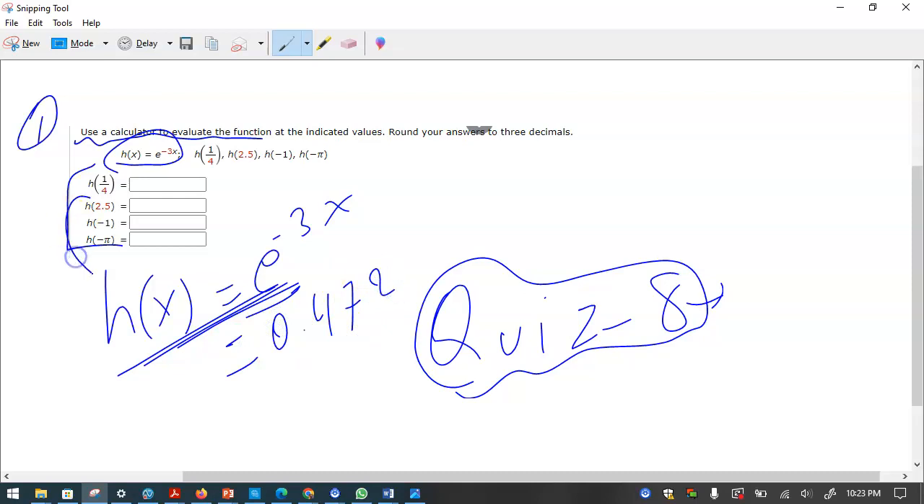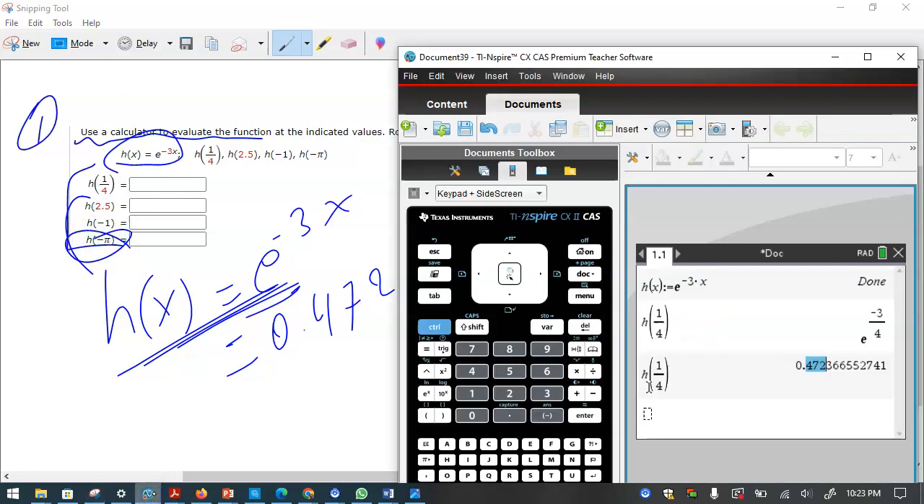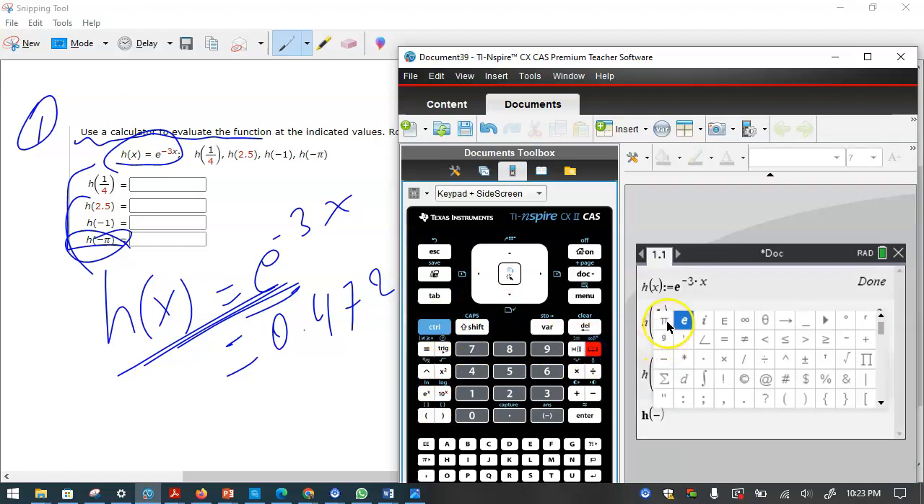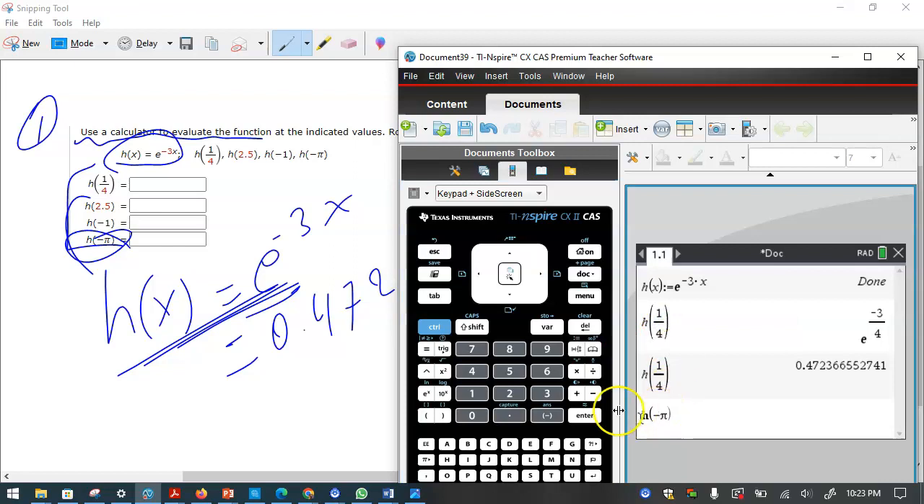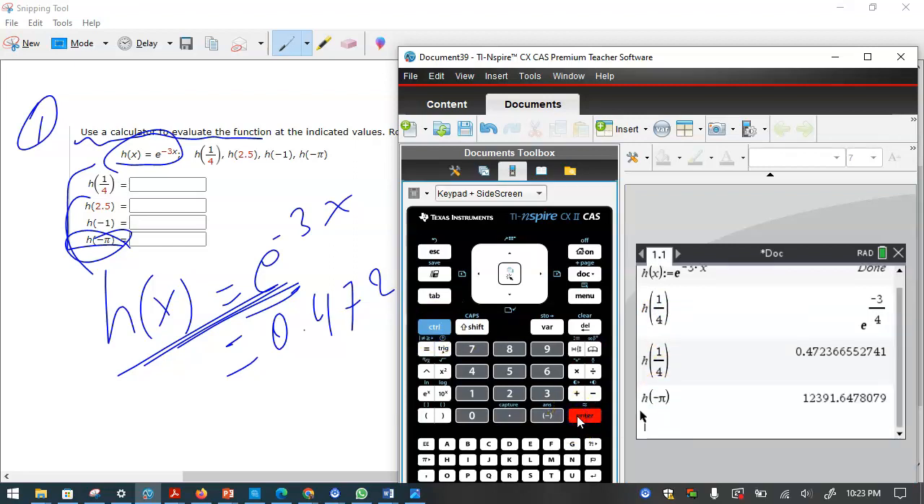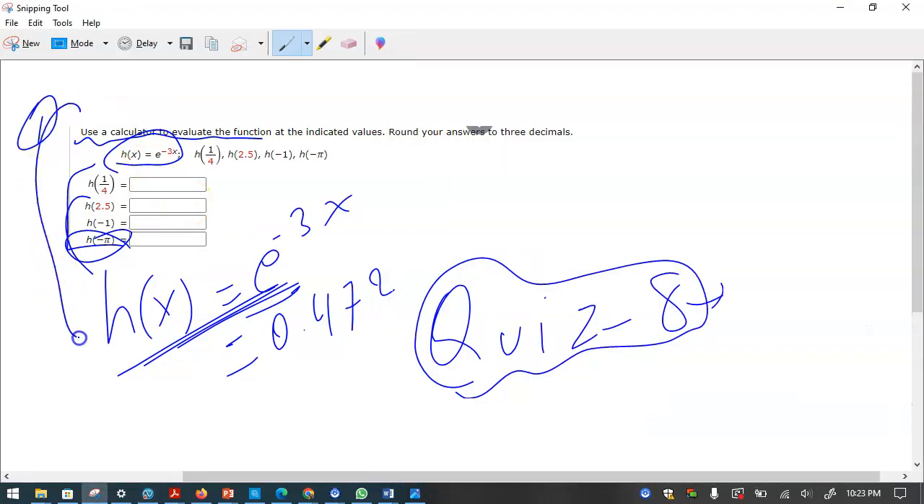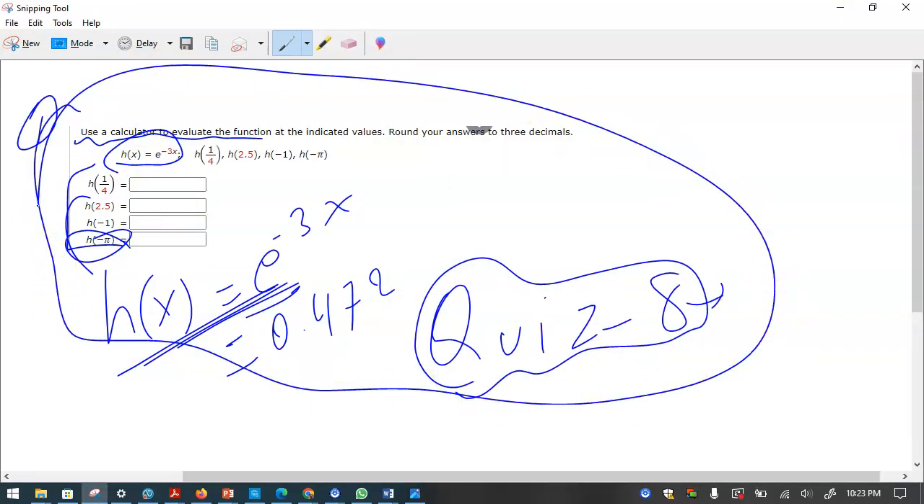So this answer will be 0.472, and likewise you can plug in the next one. Let me see how I put h of minus pi. You put h of minus and then pi. So where is pi? Right here. You can go right here, press control, and you can see pi is right here, then control enter, and you get the answer. So this is what the first problem is. These are the kinds of problems they can give. This is practice problem number 1 for quiz 8.